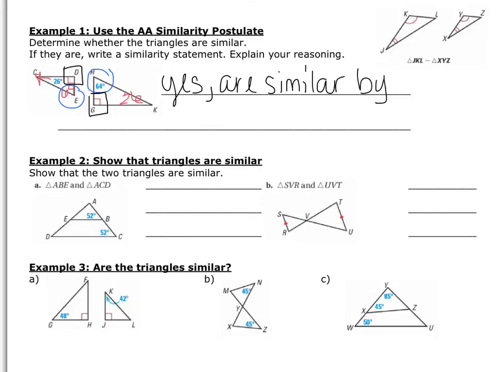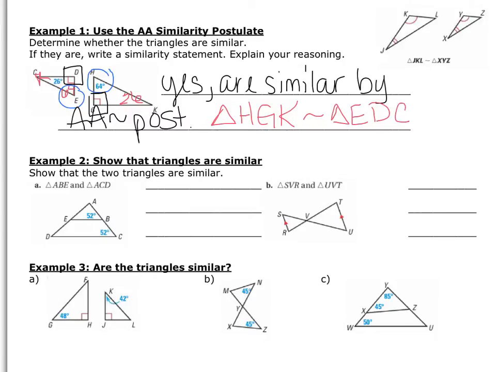It is by the angle-angle similarity postulate. And our similarity statement, like you see up in the corner here, is similar to the congruent statement. So we're going to say triangle HGK is similar to triangle. If I go HGK, the angle that corresponds with this H is 64 degrees, so I want it to match up with the E. G is the 90, so D is the 90 in the other one, and then C. So that's your similarity statement.